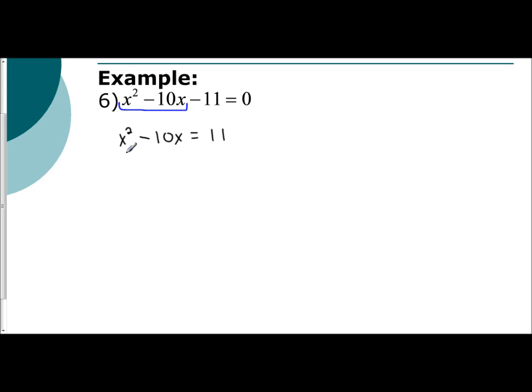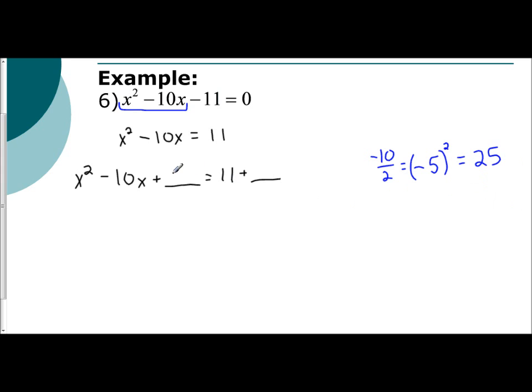Now that the quadratic and linear term are by themselves, I can complete the square. So I'm going to insert my placeholder for the c value on the left side. And to keep the equation balanced, I'm going to insert the placeholder on the right side as well. And now we complete the square. We take half our linear term, which is negative 10. So half of negative 10 gives me negative 5. And we square that resulting number, which gives me 25. So the 25 is what I put in both placeholders.